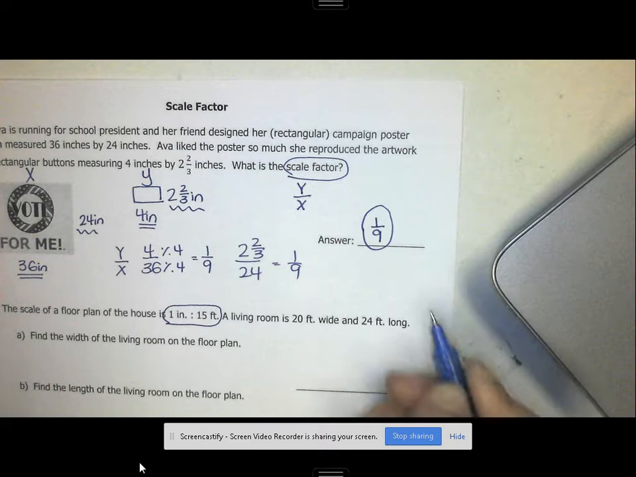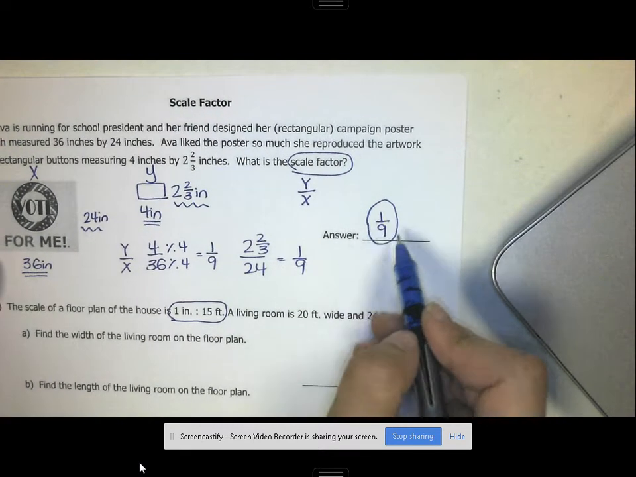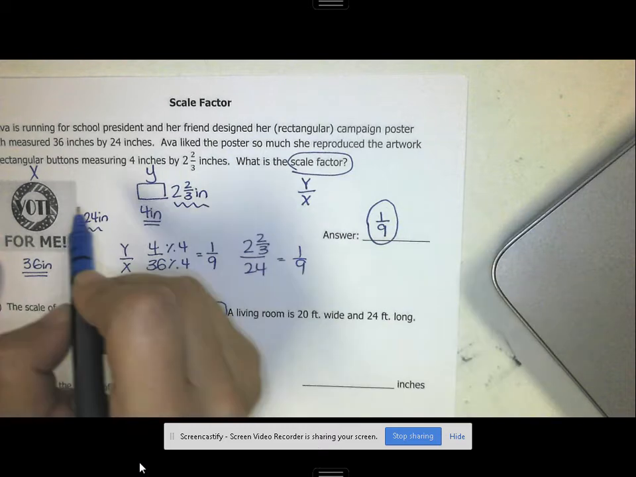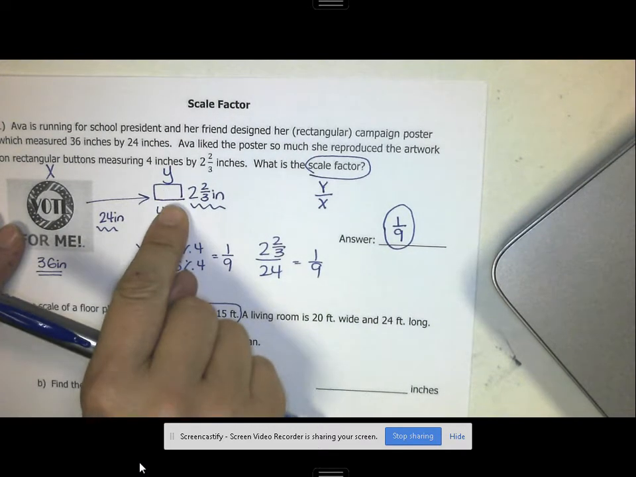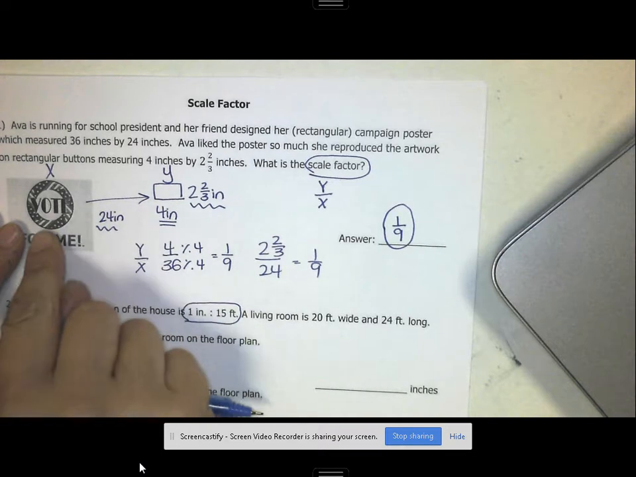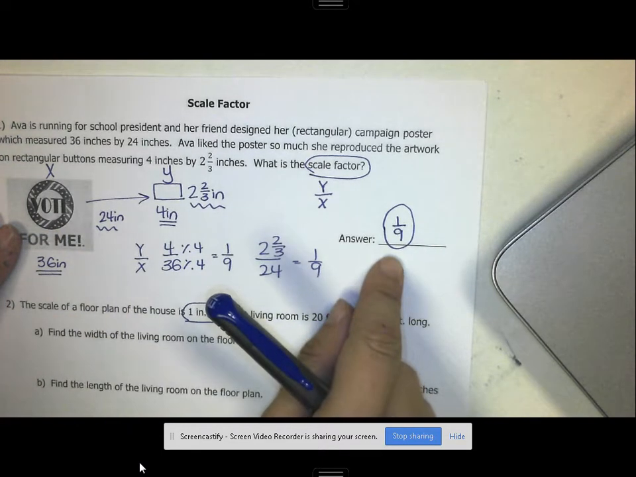Now this should make sense because this is just a fraction. And whenever the scale factor is less than 1, there's been a reduction. Now, if you go from a poster to a tiny button, it should make sense that the image had to be reduced. And the new image is 1/9 of the size.